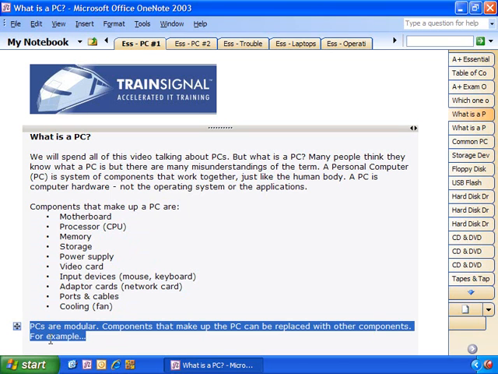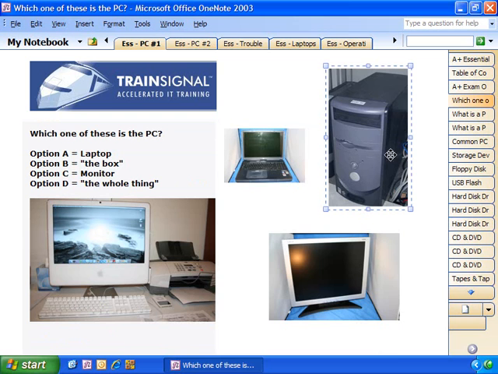And let me point out that PCs are modular, meaning modules can be taken in and out. Pieces of what make up a PC can commonly be replaced with other pieces. What that means is, say I buy this Dell PC, and later I want to replace the RAM, or maybe the RAM goes bad. I can open up the PC and replace it. Same thing with the hard drive. The hard drive goes bad, or I want a bigger hard drive. I can open up the case and replace it. When I say modular, that's what I'm talking about.